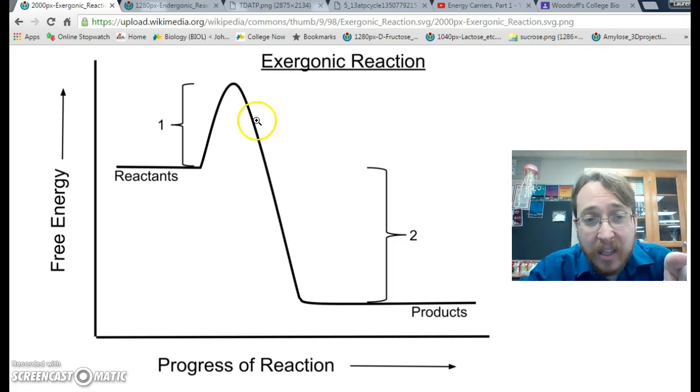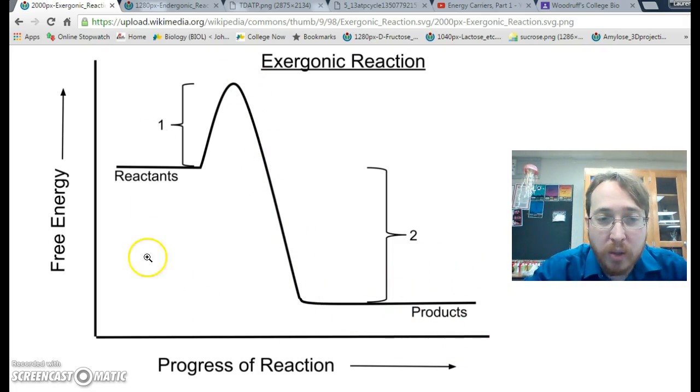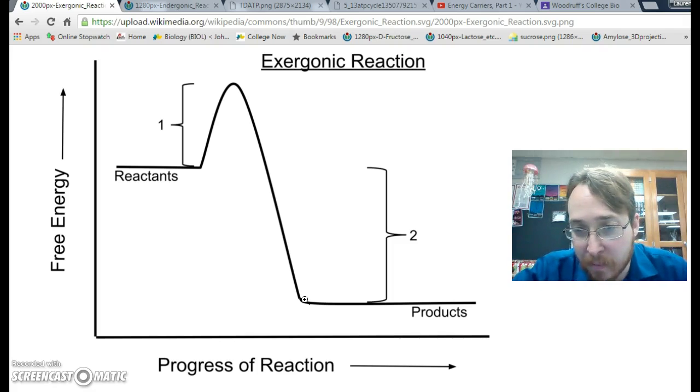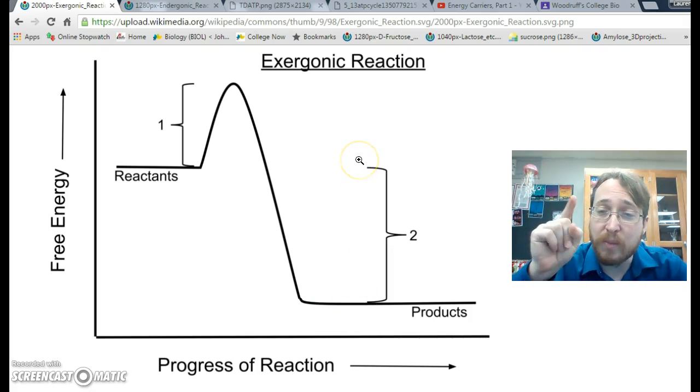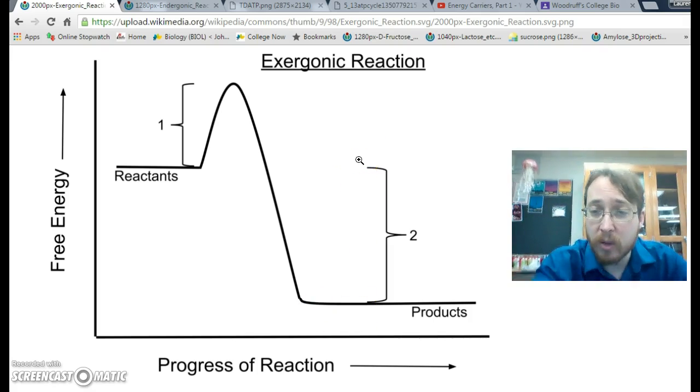We are releasing all of this energy, and these products, they have much less energy than the reactants did. So where did all this energy go? That went back out into the environment as probably heat or motion or some such. Maybe light, depending on the reaction. So now we've got all of this going out to the environment. Now this is a spontaneous reaction. This occurs on its own.